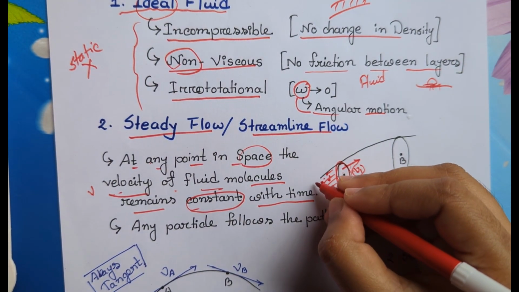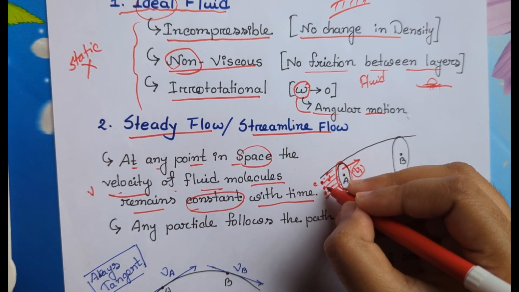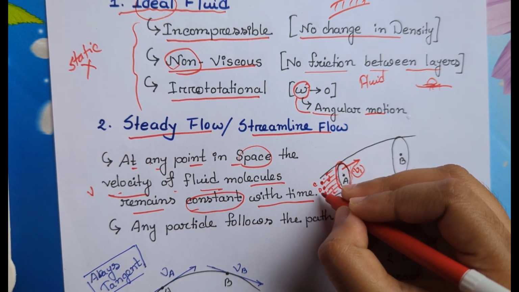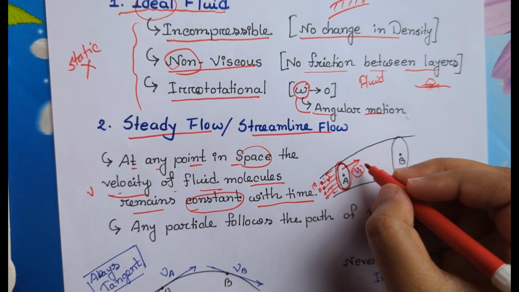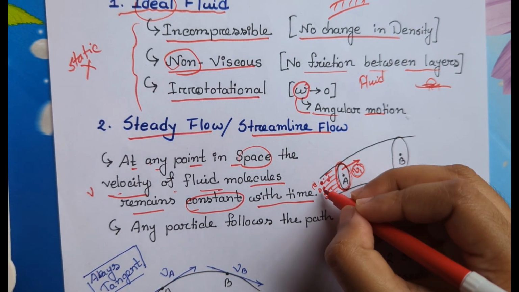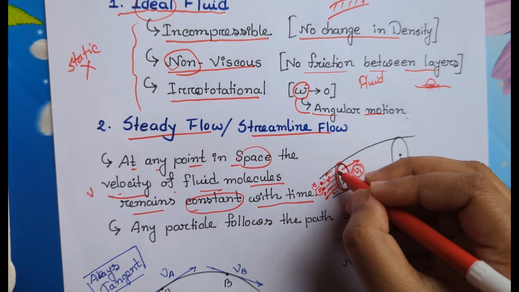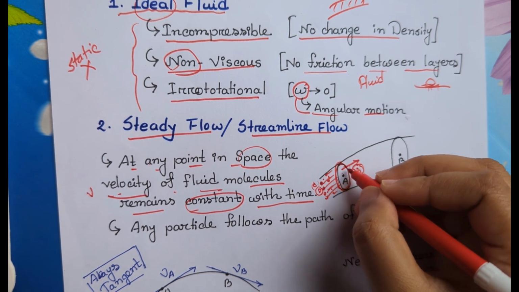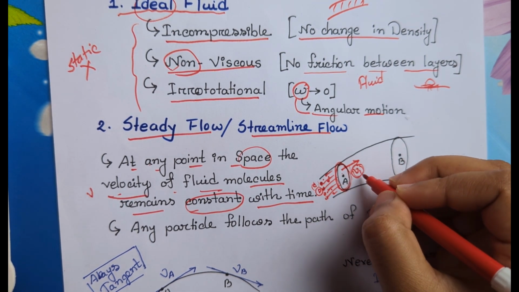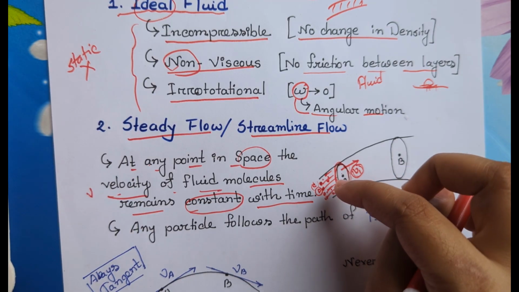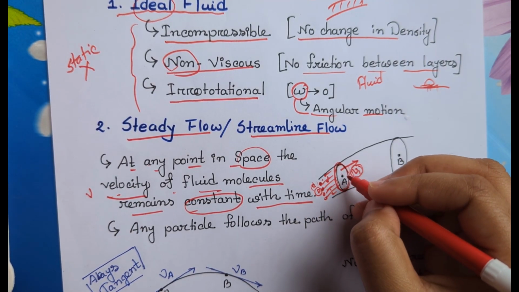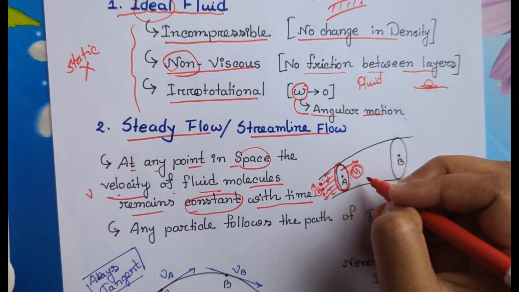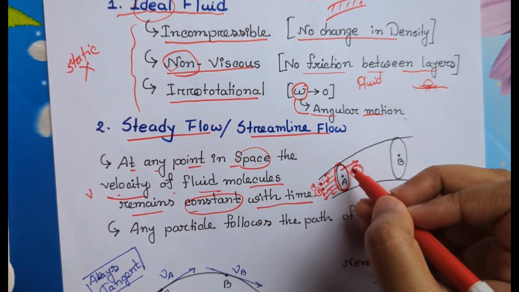This v1 velocity is for all these molecules when they pass through this area. Suppose this molecule is C and this molecule is D, etc. When molecule C passes through area A, it will have a certain velocity v1, and molecule D, when it passes through area A, will also have the same velocity v1. This means all the particles or molecules of the fluid which pass through the same area will have the same velocity v1.